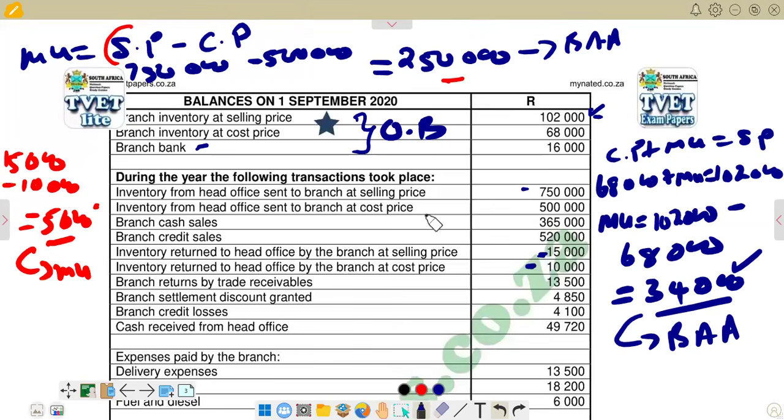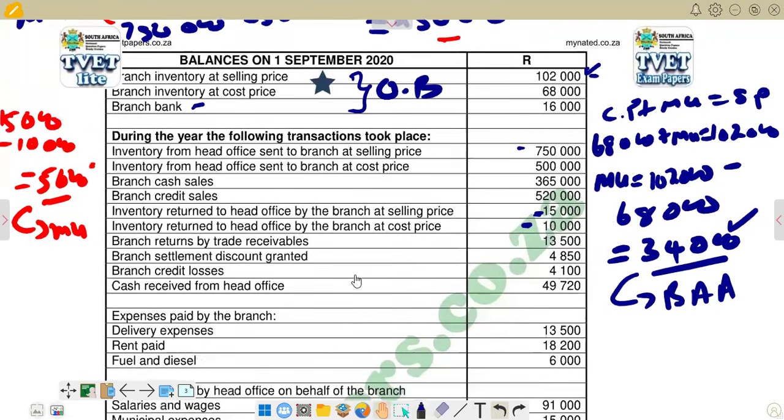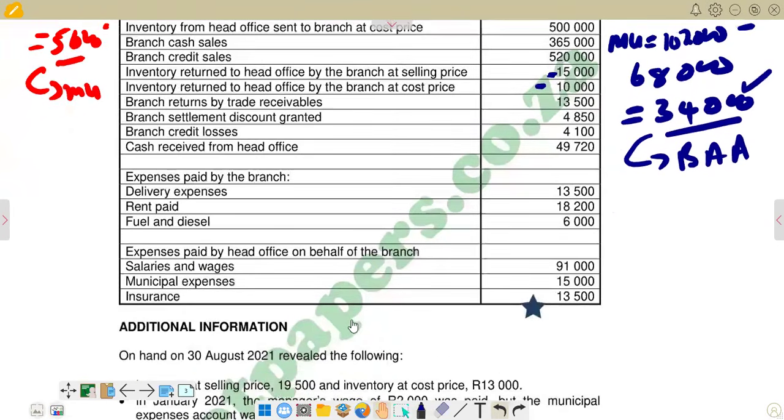Right, we come here, after that we've got branch credit losses, 4,100. For credit losses, this is a bad debt. It means this trade receivable has been written off, so it becomes our credit loss. So it's an expense also which is supposed to be debited to the branch profit or loss account. But before we enter that, let's go to adjustments and see if we have anything that's going to increase or decrease that figure, then we can go and enter it.